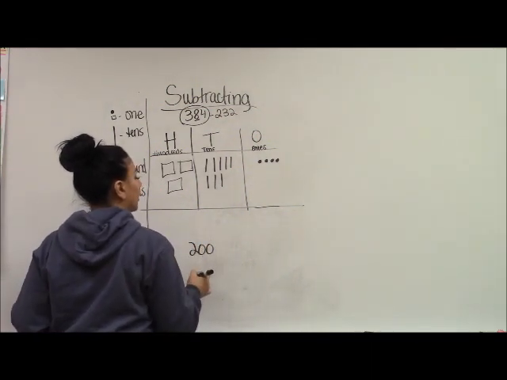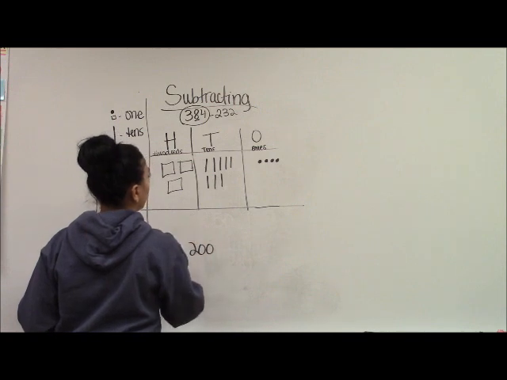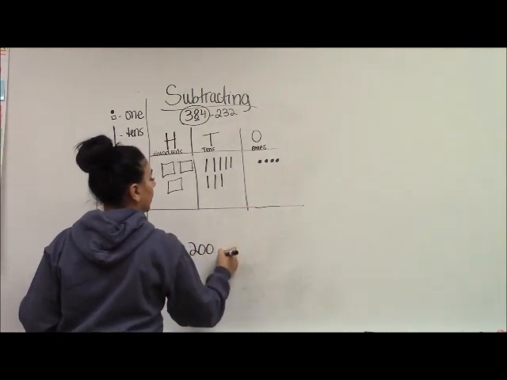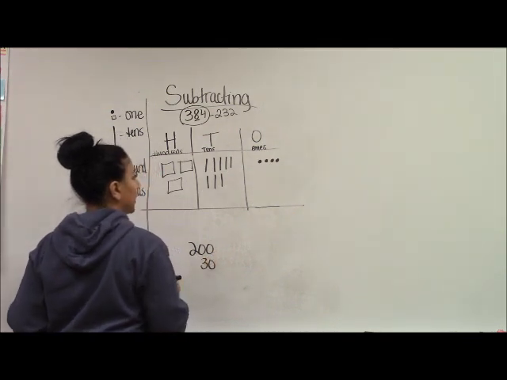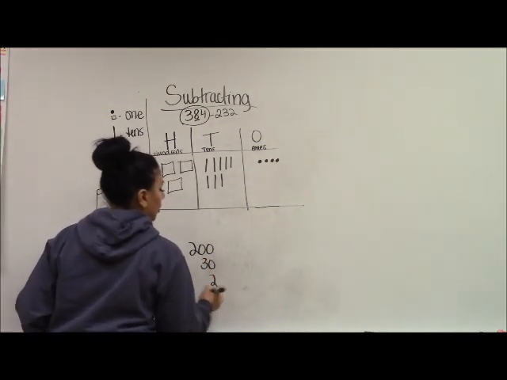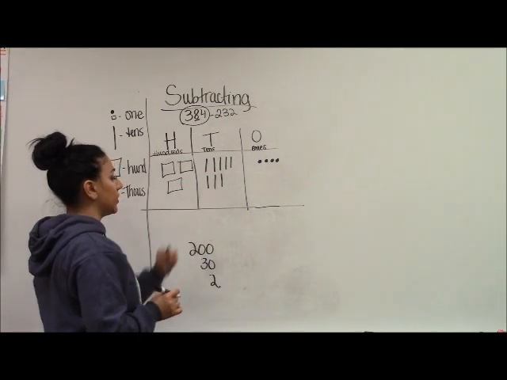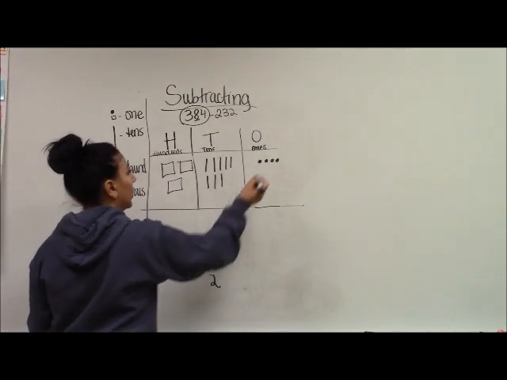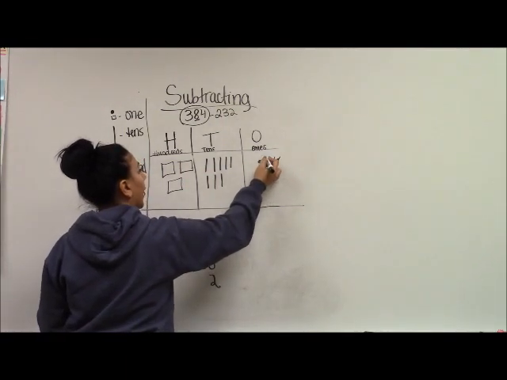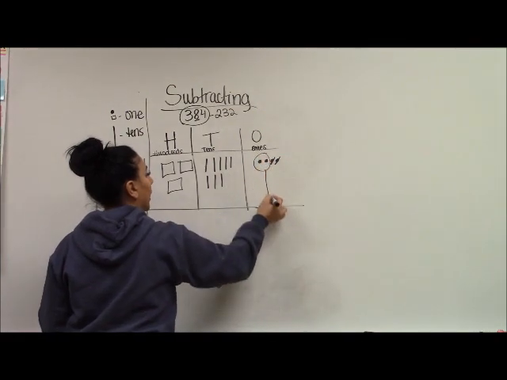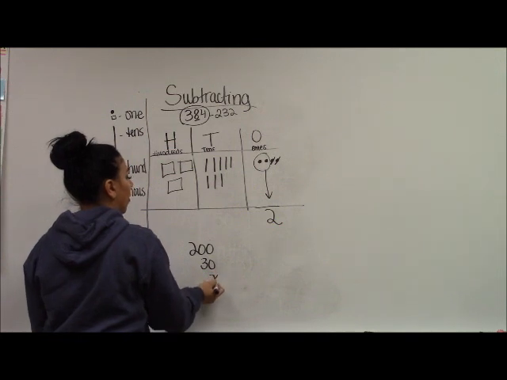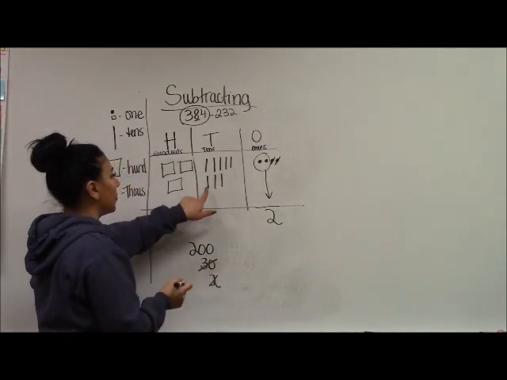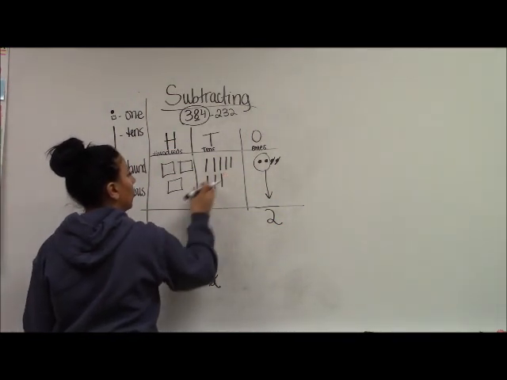I'm taking 2 hundreds from the hundreds place. I'm taking 30 from the tens place, and I'm taking 2 from the ones place. And so I'm going to go ahead and start. I'm going to take 2 away from here, and so my remaining is 2 ones. Now I'm going to take 30 from the tens place, and so I'm going to take away 10, 20, 30.